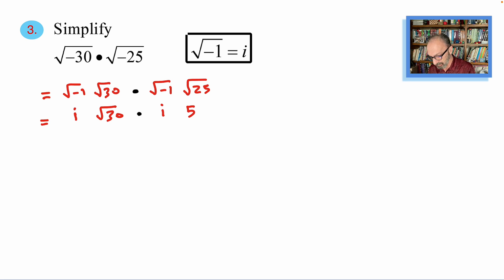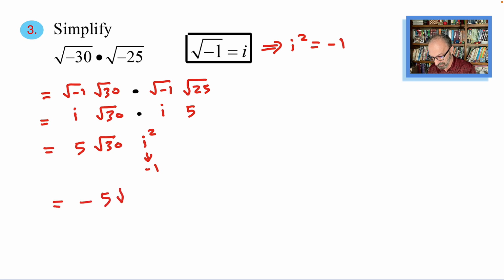So we end up with 5 square root of 30 times i to the second. And from here we could say that if we square both sides, we get i squared equals -1. So we'll use -1 for i squared. So the final answer is -5 square root of 30. That should do it for number 3. Let's go to number 4.